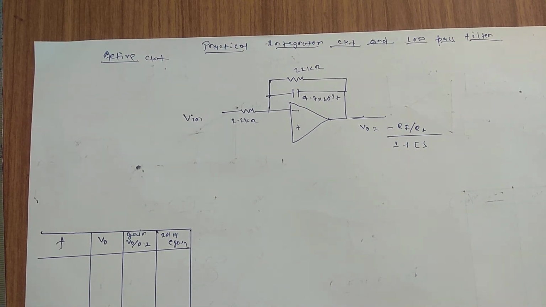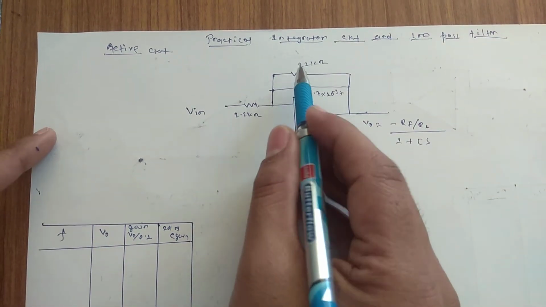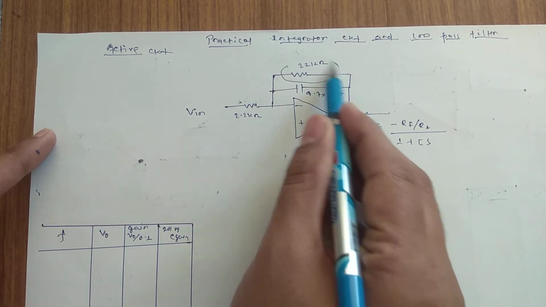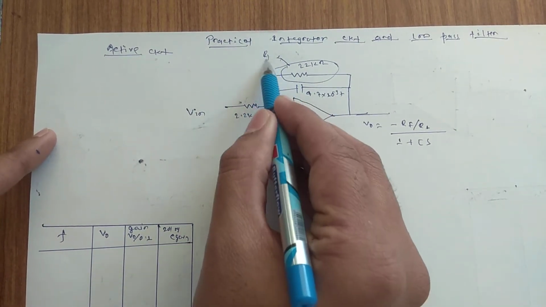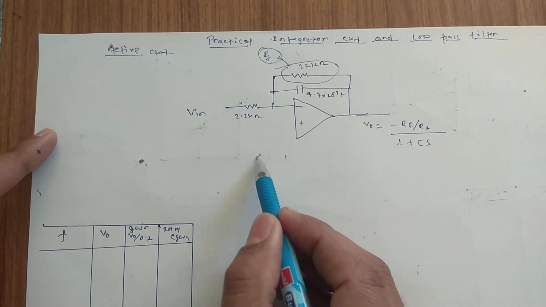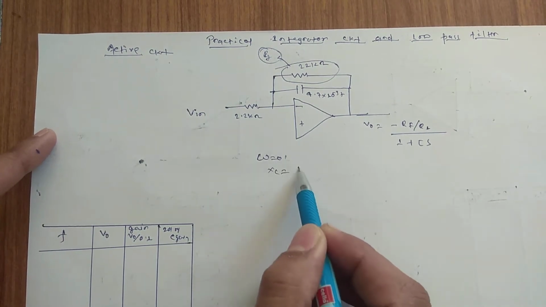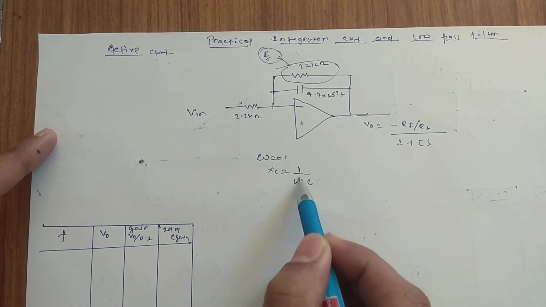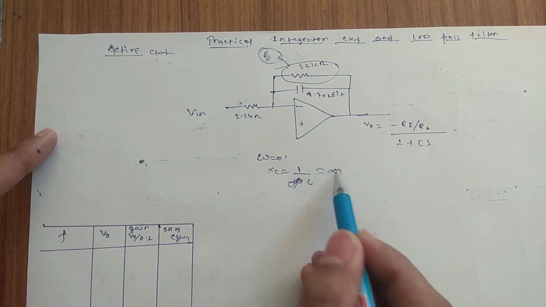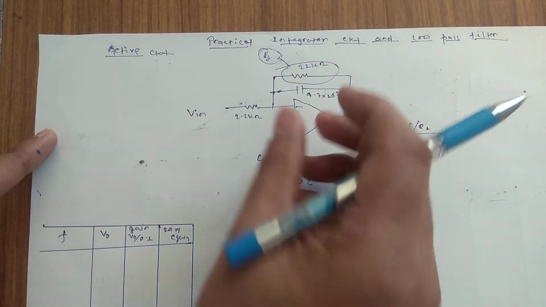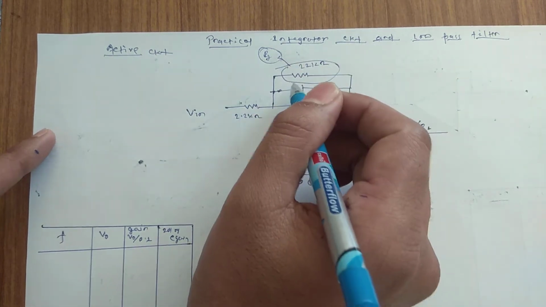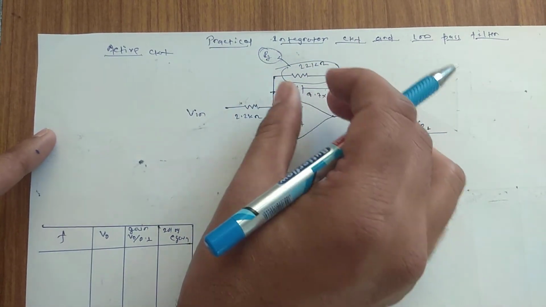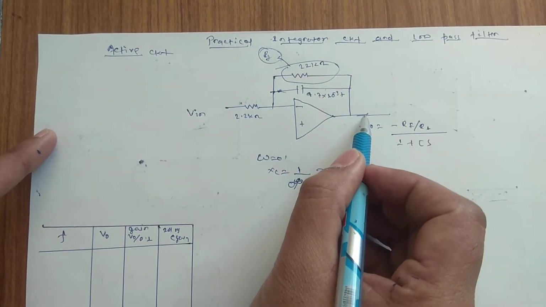This is your active practical integrated circuit, and we are going to see the integration as well as low pass filter using this circuit. From the normal integrated circuit we have included one more RF here. Why have we included it? Because Xc is equal to 1 by omega C. At omega equal to 0, Xc is going to be infinity, meaning the capacitor is supposed to be not there. It becomes an open circuit and the output is going to get saturated, which we have seen in the normal circuit.